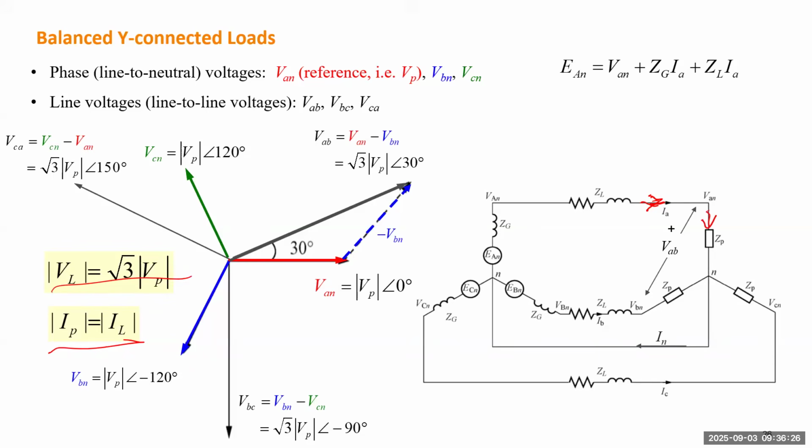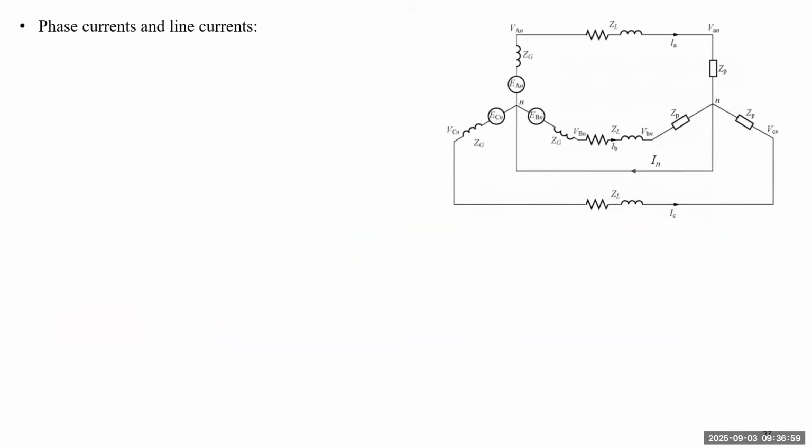And you can utilize Kirchhoff's voltage law to calculate the voltage on the source side, because you know the load voltage, and you also know this is the voltage drop along the transmission line, and this is the voltage drop along the internal impedance of the source. So you can calculate the source voltage. Similarly, on the source side, the 3 voltages also have 120 degree displacement in the positive phase sequence.